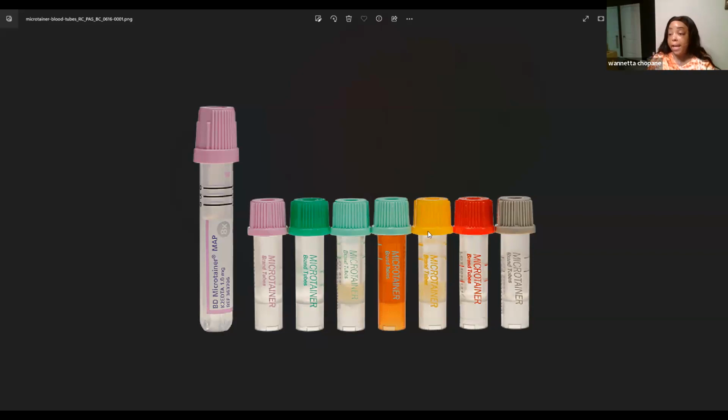These are done for pediatrics. These are done for infants. So for example, the same tests that we've been talking about that go in the regular vacutainers are the same tests that go in the microtainers for infants.